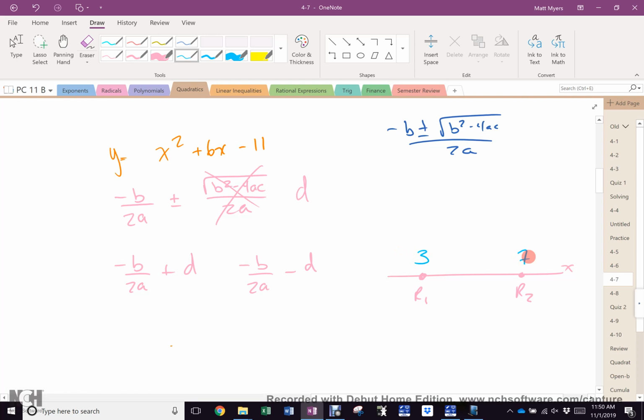What is the axis of symmetry? Pardon? 5. Why? Because it's in the middle too. How did you know 5 was in the middle? What did you do? You did the average, right? You added 7 plus 3 divided by 2 and got 5. Everyone agrees, yes? Everyone agrees, right?